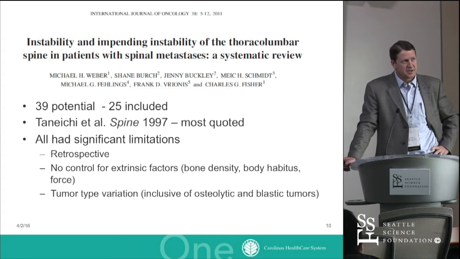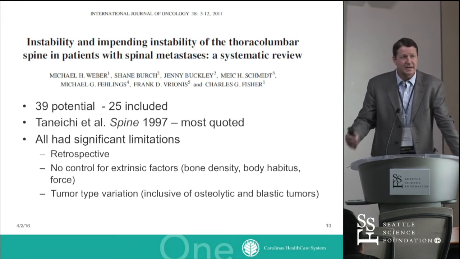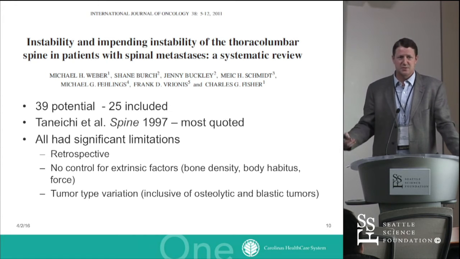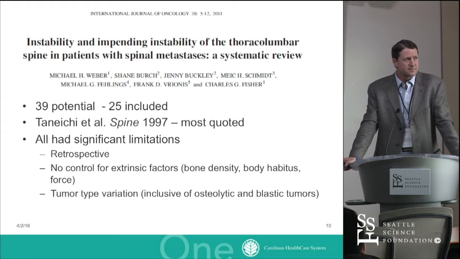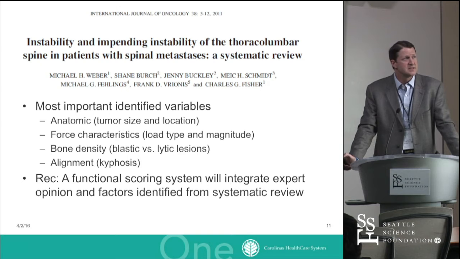I think the Taneichi article is probably the most quoted of them all, from Spine in 1997. But looking at these 25 studies, they provided some guidance, but I don't think they really gave us any specific rules. Problems with them were they were a little bit retrospective, most of them. There's no control for extrinsic factors such as bone density, body habitus, and there was significant heterogeneity in the tumor types that we were looking at. So they talked about osteolytic tumors just like they talked about blastic tumors. And I think that that's an unfair way to try and systematically evaluate this process.